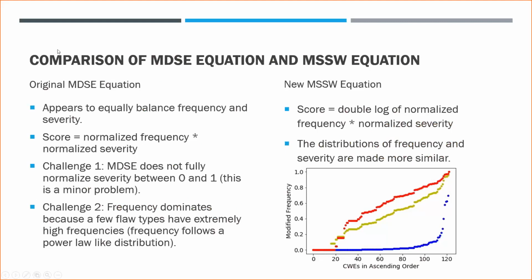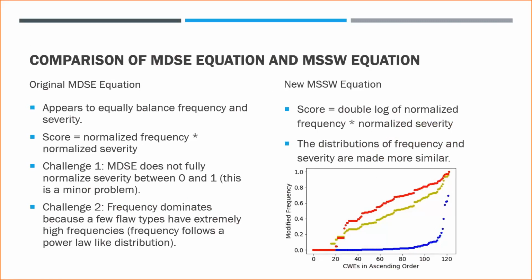So, comparing the two equations, the original equation appears to balance frequency and severity equally. Again, it just multiplies normalized frequency by normalized severity. Challenge 1 is that it doesn't fully normalize the severity, but hey, that's a minor thing. Challenge 2 is just that frequency dominates because a few CWEs have very, very high frequencies. The frequency follows almost like a power law distribution.